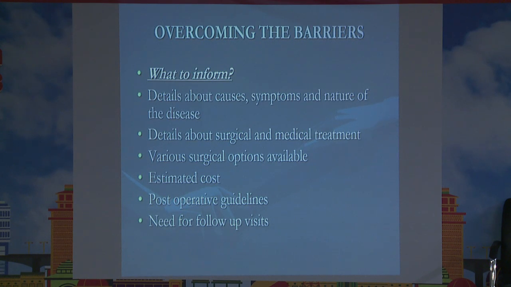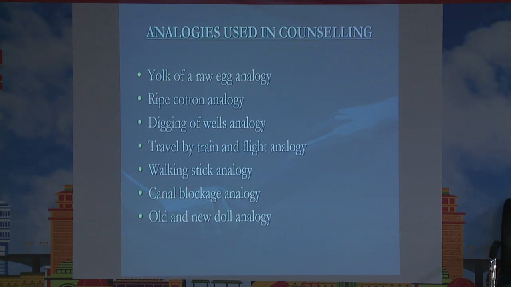So these are the various ways we can overcome the barriers: estimating cost, post-operative guidelines, and details about the causes of the diseases. Certain analogies are also used in counseling, like traveling by train and traveling by flight. A patient may ask which type of lens, or what is the difference between this lens and that lens. So some sort of analogy can be used, or the walking stick analogy.